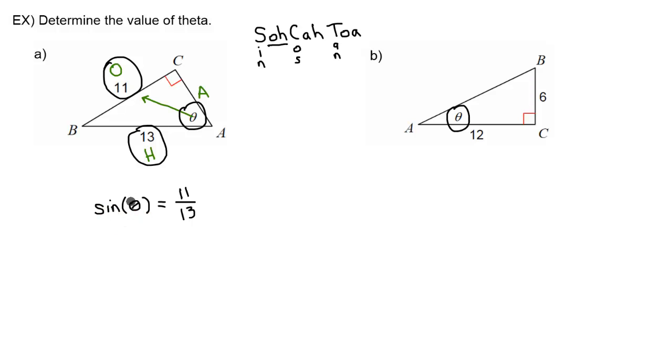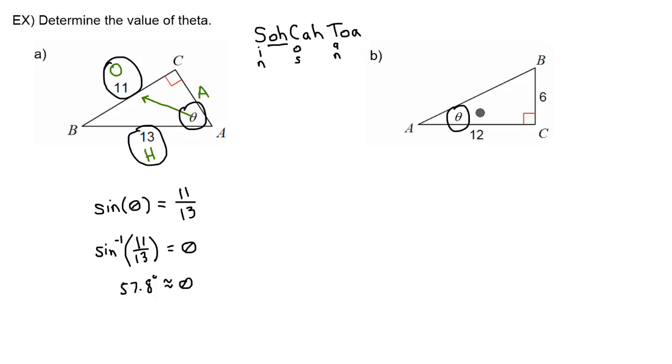To get the theta, we're going to use the inverse of sine, and that involves raising sine to the negative first power. That represents the inverse, and then we're going to plug in our fraction on the right side of our equal sign. So that's going to be 11 over 13, and that's going to give us the value of theta. If I do this in the calculator, I'm going to get theta to be approximately, we're rounding here, about 57.8 degrees.